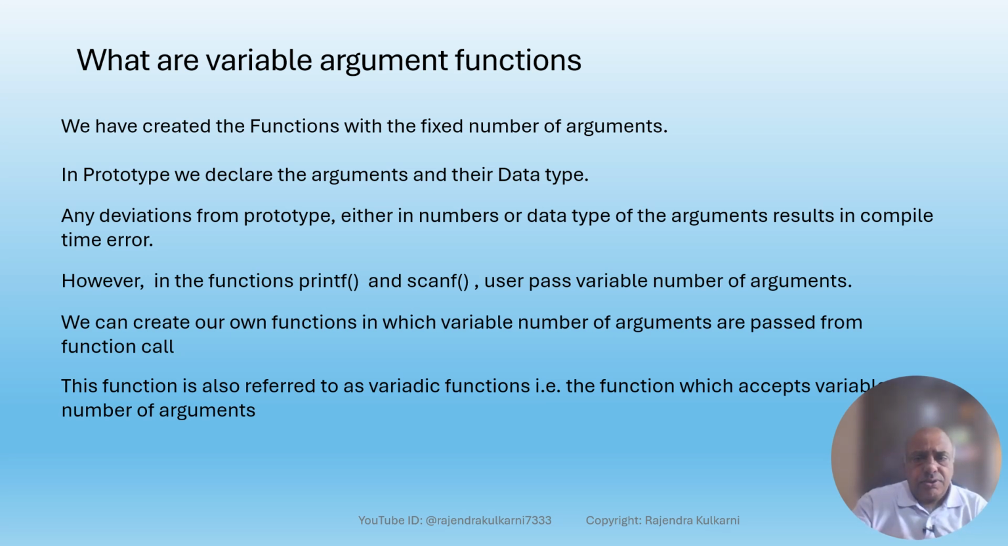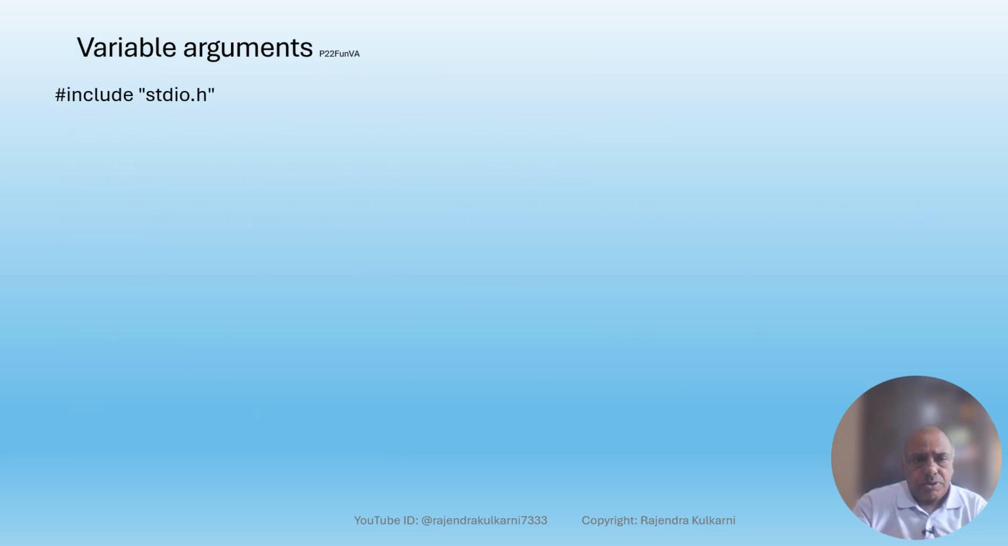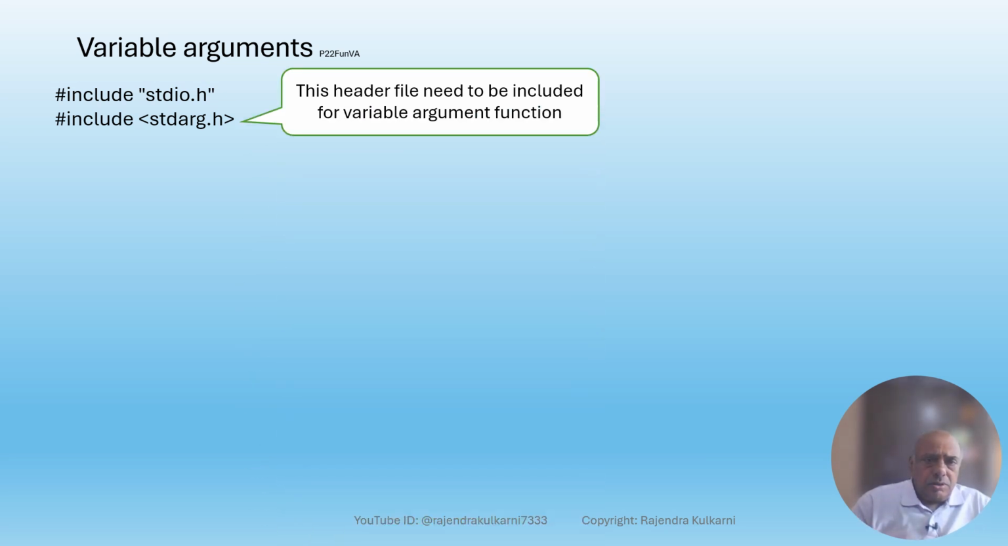How to create these functions? We will start with a small program. Two header files we are including. One is stdio.h, which is the usual file we have to include in every program, and there is another file, stdarg.h. This file is mandatory when we want to create variable argument functions in our programs. This file needs to be included.